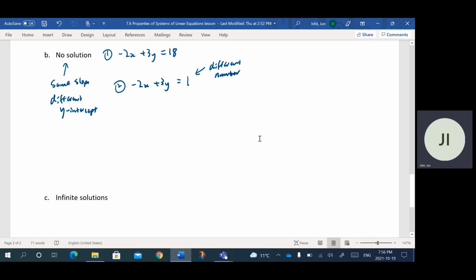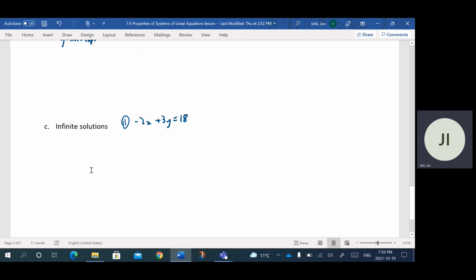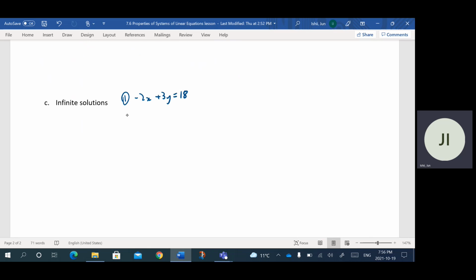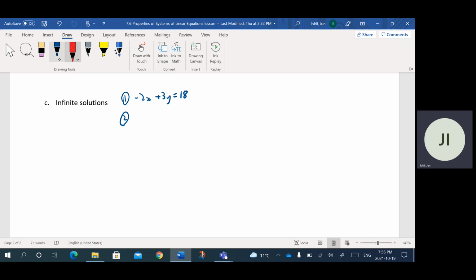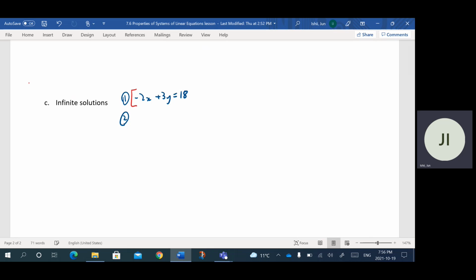Now, the third possibility is when we have infinite solutions. So again, let me write up the first line that they give you in the question, as an example. Now, to get the second line, we want the same line, but we just want to write it in a different way. To do that, hopefully you guys already know ahead of time, you can just multiply each one of these terms by the same number.